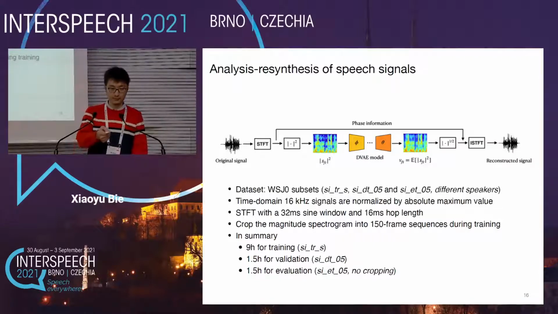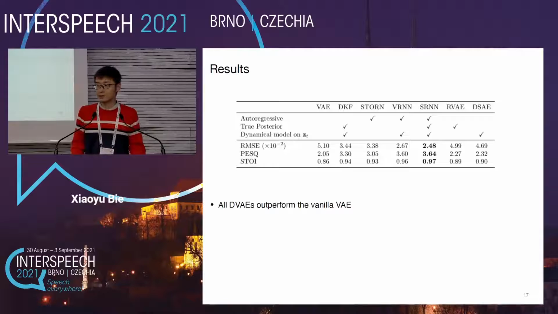We evaluate the performance of all our reviewed DVAE models and also the VAE with three metrics: the root mean square error, the PESQ value, and the STOI value. For the RMSE value, lower is better, and for the other two, higher is better. The first message we can get from this table is that all DVAEs can outperform the vanilla VAE, which proves the correctness of introducing time correlations to speech modeling.